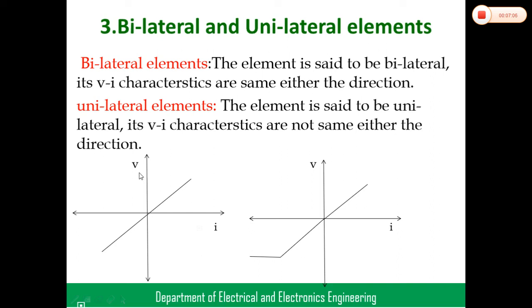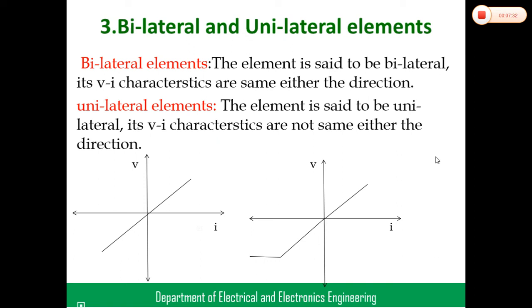Coming to here, this is bilateral because the VI characteristics are the same in either direction. With current in the positive direction, and here with current in the negative direction, the characteristics are the same in both cases, but here it is not the same in both cases, right? So that's why this is a bilateral element and this is a unilateral element, right?